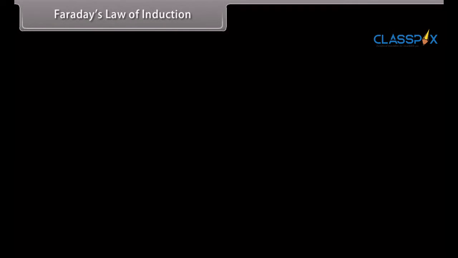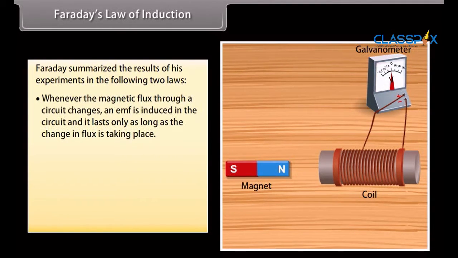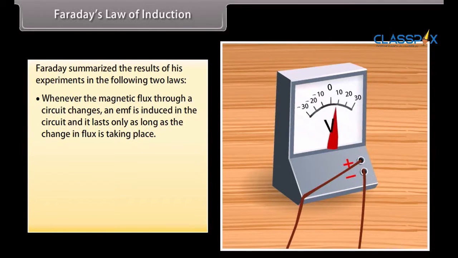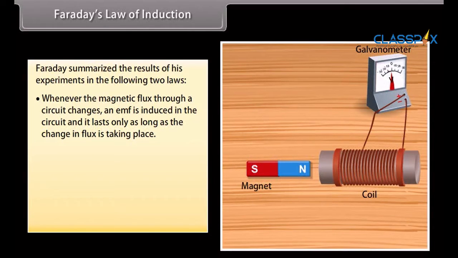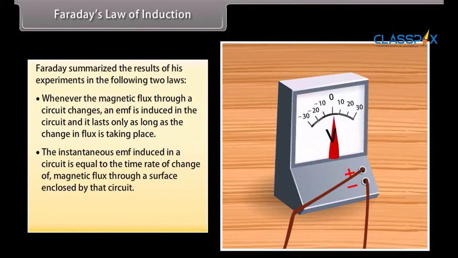Faraday's law of induction. Faraday summarized the results of his experiments in the following two laws. Whenever the magnetic flux through a circuit changes, an EMF is induced in the circuit and it lasts only as long as the change in flux is taking place. The instantaneous EMF induced in a circuit is equal to the time rate of change of magnetic flux through a surface enclosed by that circuit.